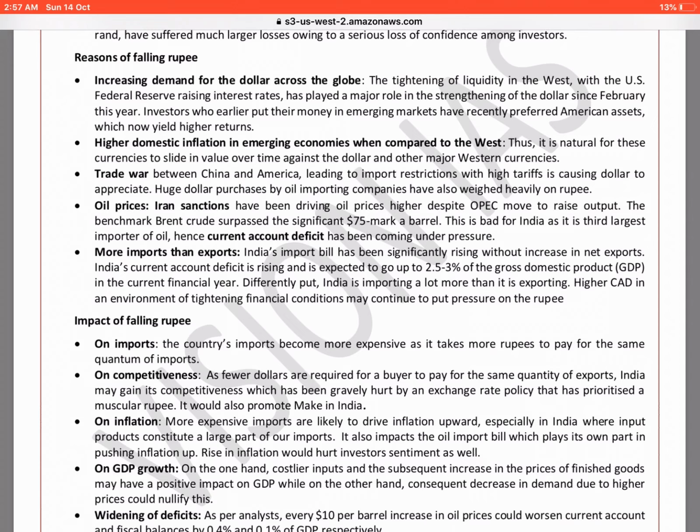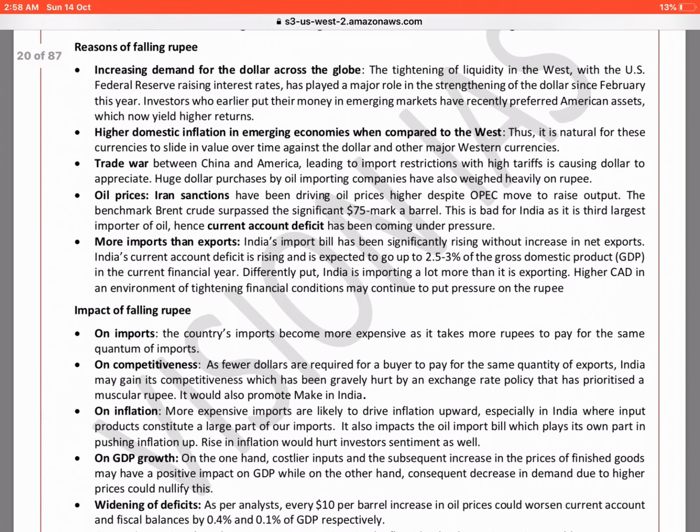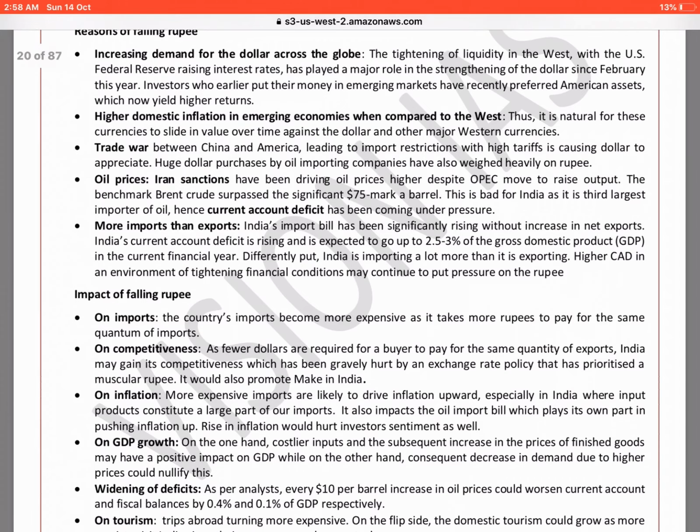So America's economy is doing very well, and due to tightening of liquidity in the West and an increase in the rate of interest by the Federal Reserve, the dollar has strengthened since February 2018. Investors who earlier used to put their money into developing and emerging markets like India and China are now withdrawing from these markets and are preferring American assets.